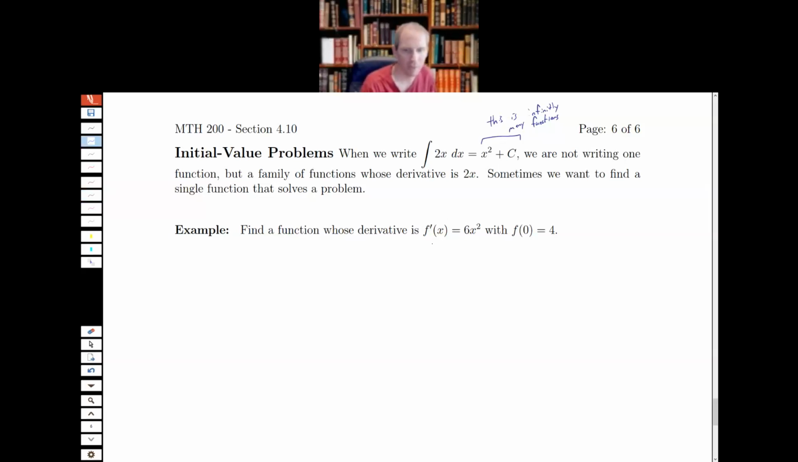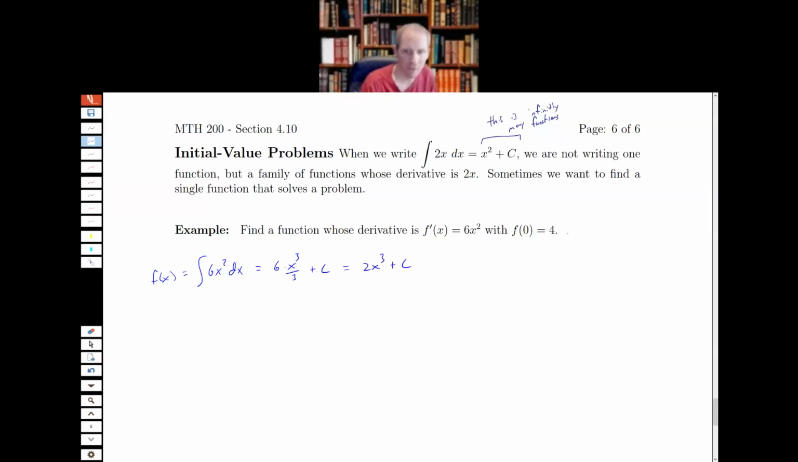First of all, I need to find my function f. So what I'm going to do is find the integral of 6x squared dx, right? So that's going to be my f of x. If I anti-differentiate f prime, I'll get f. Okay, so I use the power rule. Add 1 to the power, divide by the new power. So I get 2x cubed plus c.